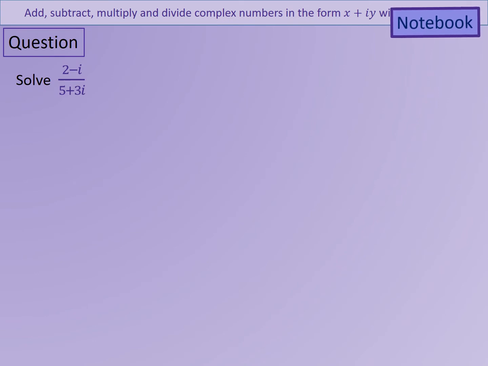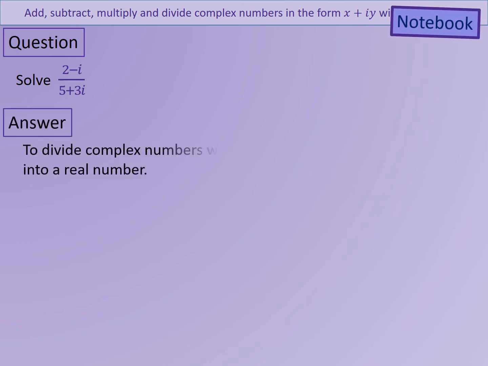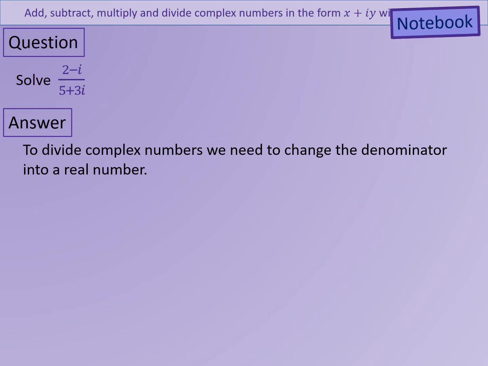Let's take a look at an example that involves division. 2 minus i divided by 5 plus 3i. We know that if we multiply a complex number by its conjugate, we will get a real number. And in order to divide complex numbers, we need to change the denominator into a real number. So we must multiply it by its conjugate.